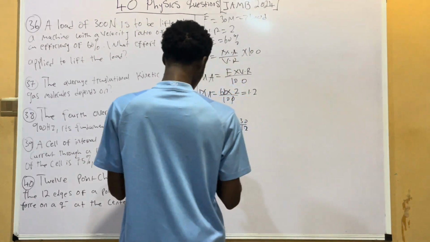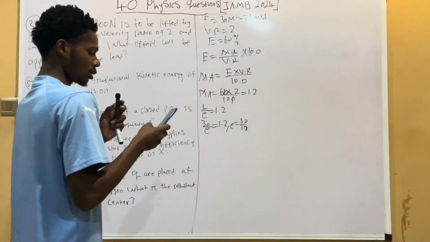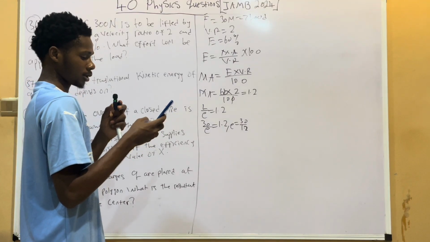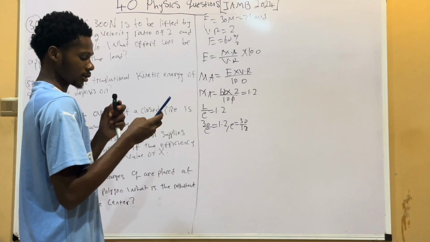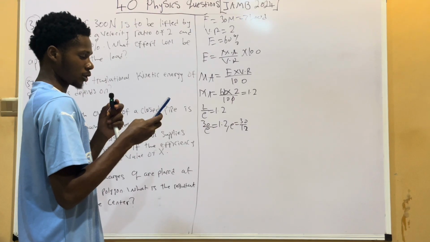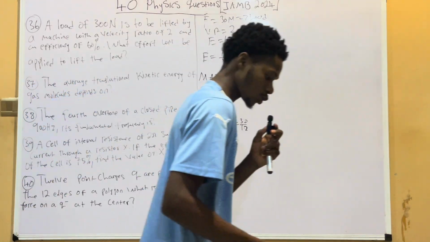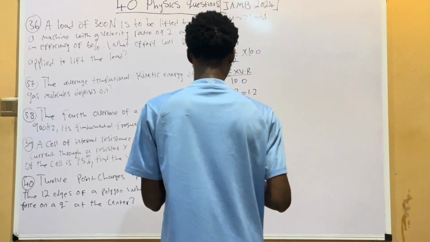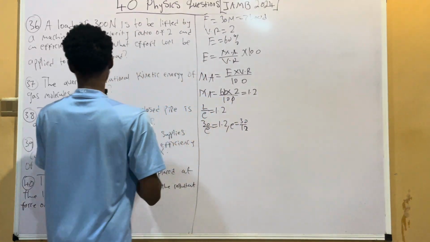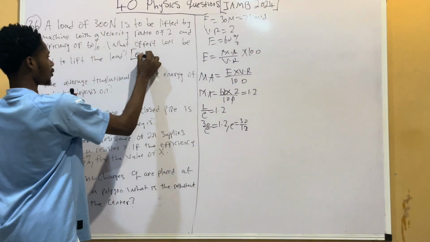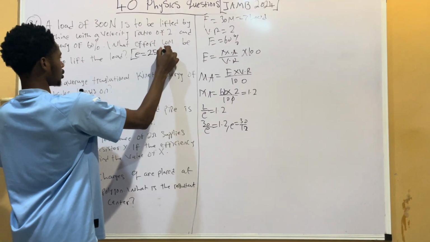Okay, we're simply going to work it out using our calculator. So I'm going to get 30 divided by 1.2. That will give us 25. So for this question, effort is equal to 25 newtons.